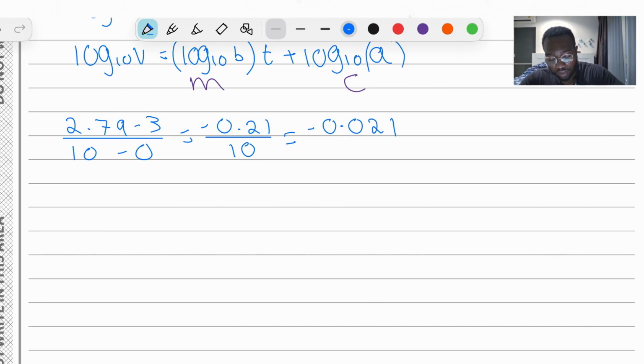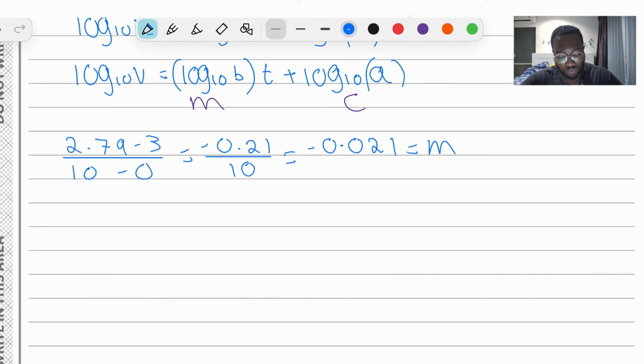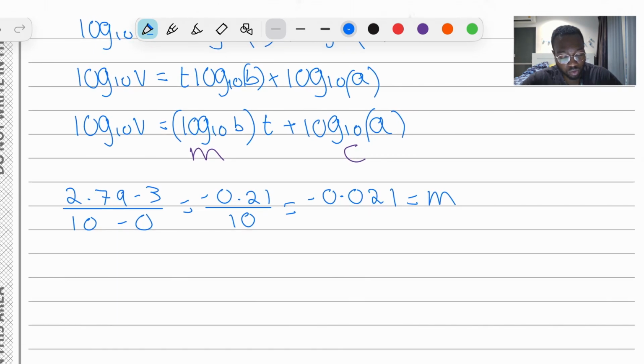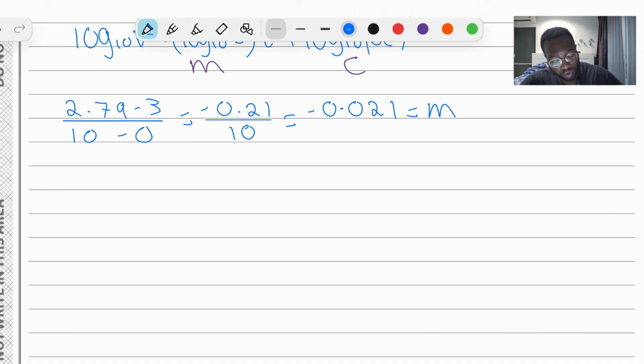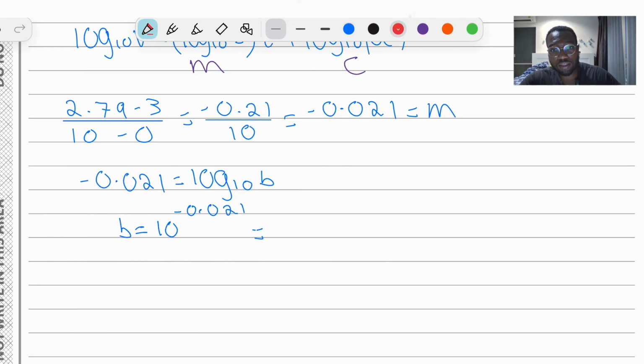So we worked out that our m value is minus 0.021, and we know from when we did logs that our m value must also equal log base 10 b. Therefore, minus 0.021 is equal to log base 10 b, and now we can work out our b value. That would mean b is equal to 10 to the power of minus 0.021. If you work that out to 3 significant figures, that would be 0.953. So we know that b is equal to 0.953.